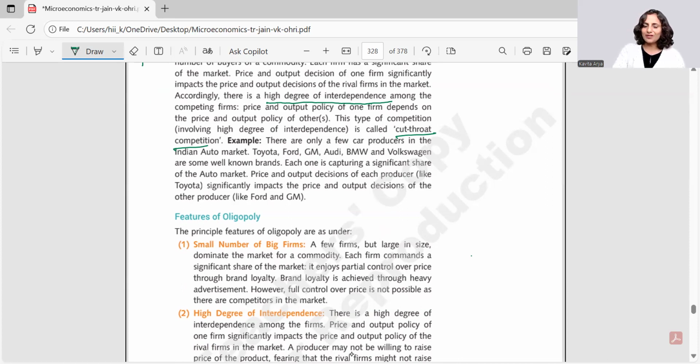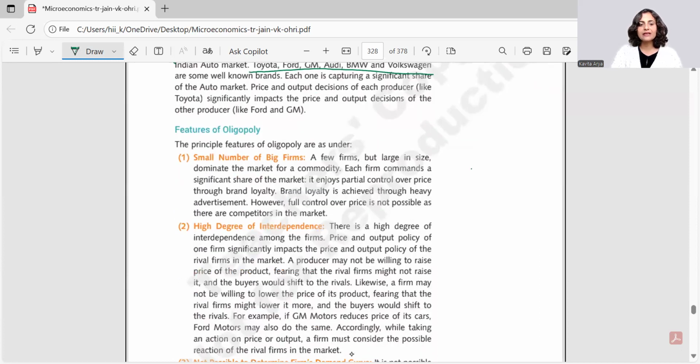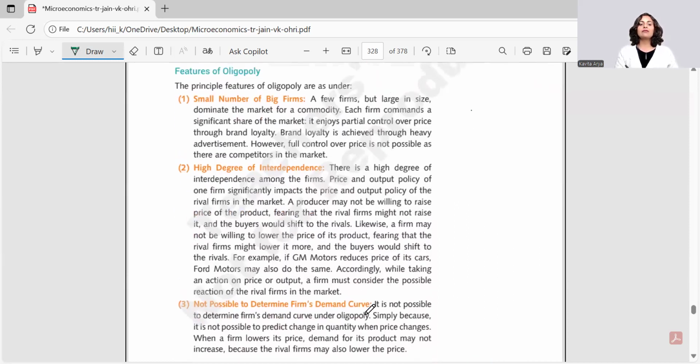So let's talk about the best example of this form of market. Here is the four-wheeler market, right? This is oligopoly format in India's context, right? So let's proceed further. When we say features of oligopoly market, one, the small number of big firms, means every firm has got some significant proportion of share. It enjoys partial control over prices through brand loyalty, right? And exit by any firm and entry of any firm impacts the other firms of the market.